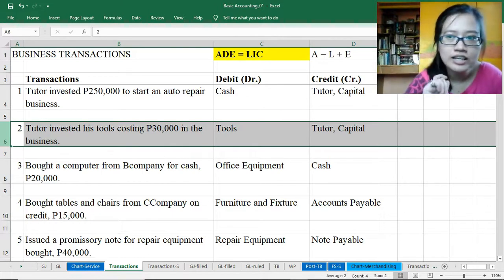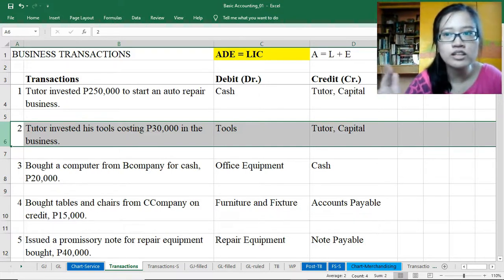So, nagkaroon ng additional asset. So, ang debit natin would definitely be an asset account. And then, nag-invest siya. So, namuhunan. Definitely, ang credit account natin ay equity account. Okay? So, in particular, debit natin siya to tools and then credit to tutor capital.